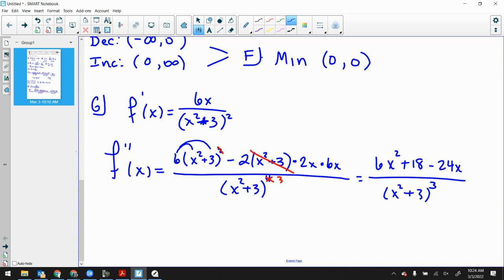You all right, Riley? Yeah, I just thought the 24 was supposed to be x squared. No.